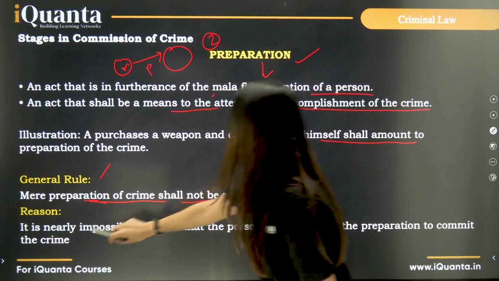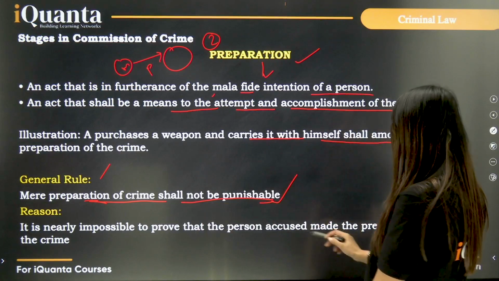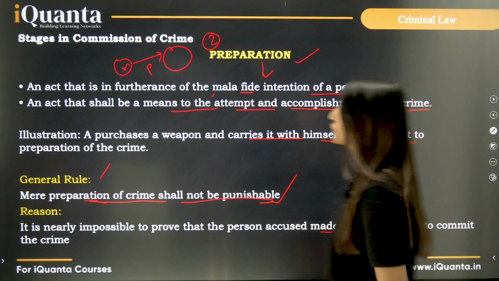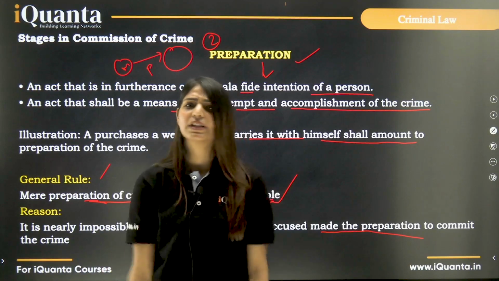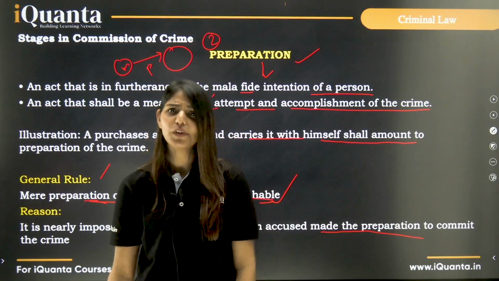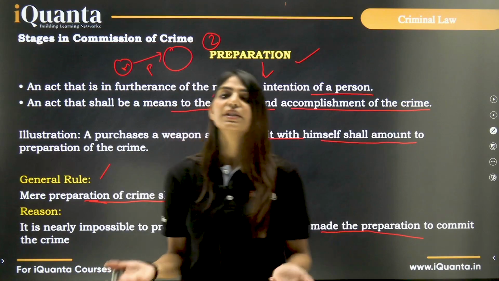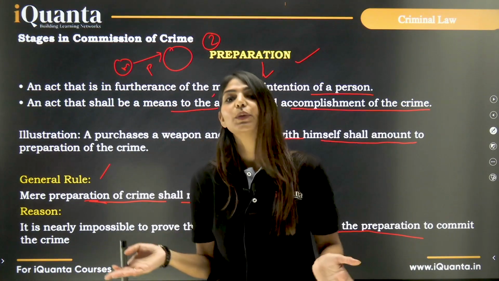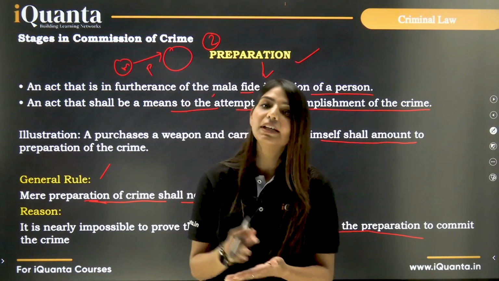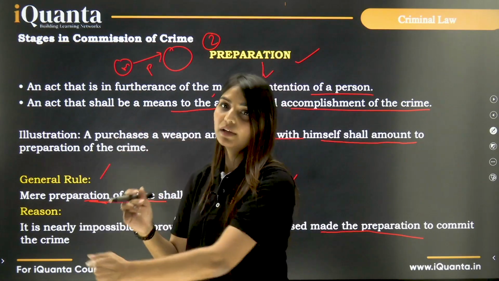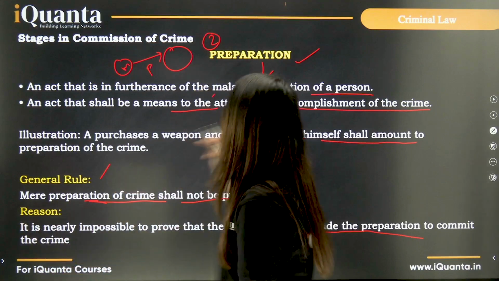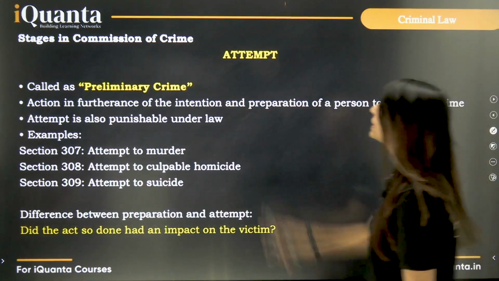The reason is that it is nearly impossible to prove that the accused had made the preparations to commit the crime. I could anytime get away from my words. I could say, no, I was not buying the revolver to kill this person, I was just buying it for school, I wanted to carry the revolver. So definitely mere intention or just preparation is not enough. There needs to be another step, and that step, everyone, is the attempt.